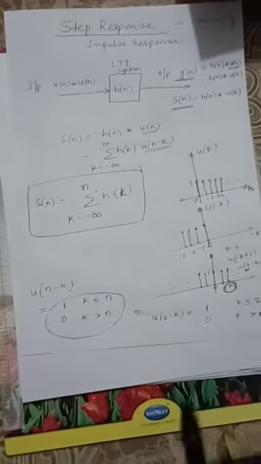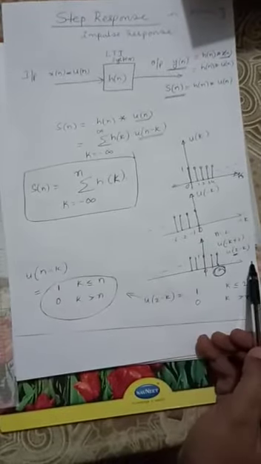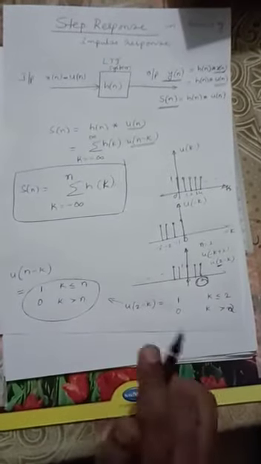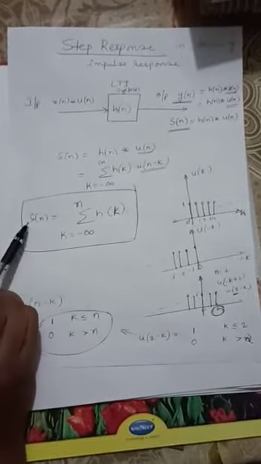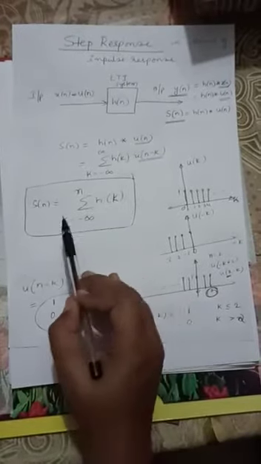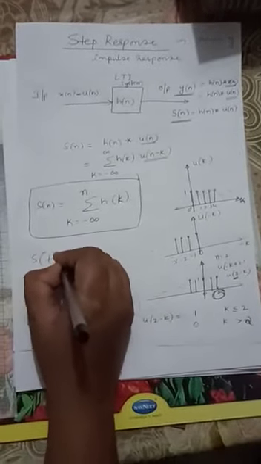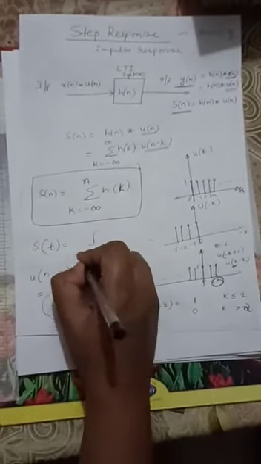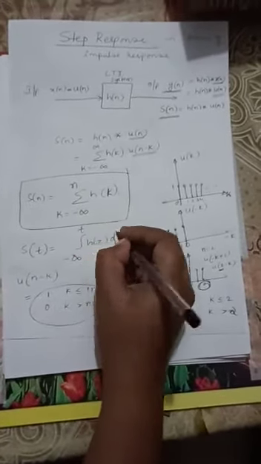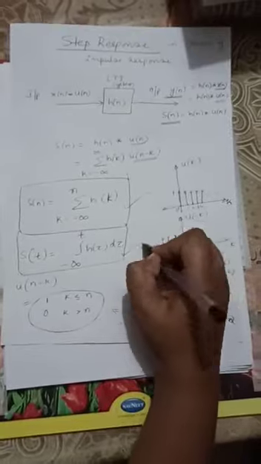So you need not fold u of k into u of minus k and shift it. If your input is purely u of n, that is the step signal, then the convolution output s of n, that is the step response, can be calculated directly as just the running sum of the impulse response from k equals minus infinity to n. If you apply this for the continuous system, then it is just the running integral from minus infinity to t of h of tau d tau. So this is the step response, the direct equation for step input.